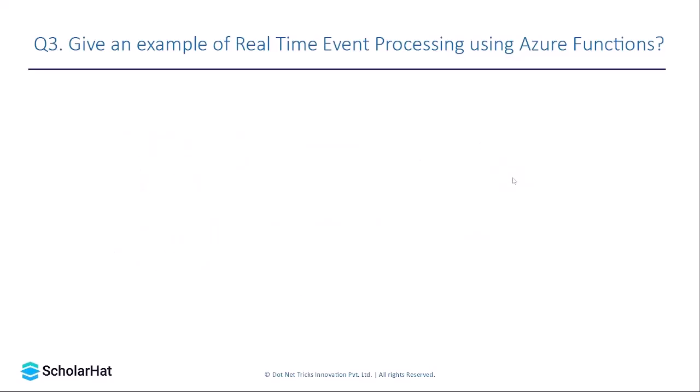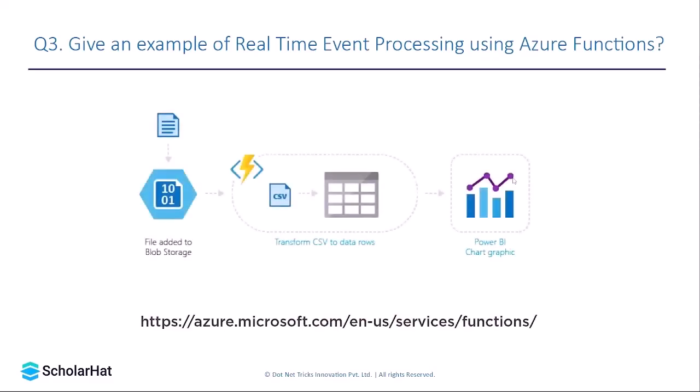Give an example of real-time event processing using Azure Function. The real-time event processing could be the one that we've been discussing so far, that is, a file being added to blob storage. Whenever you add a file into a blob storage, we can apply a blob trigger on an Azure Function. As soon as a file is added into the blob storage, the Azure Function kicks in, converts a CSV file into data rows, and then it can be used to display a report on Power BI. So this end-to-end process is an example of real-time event processing with an Azure Function.